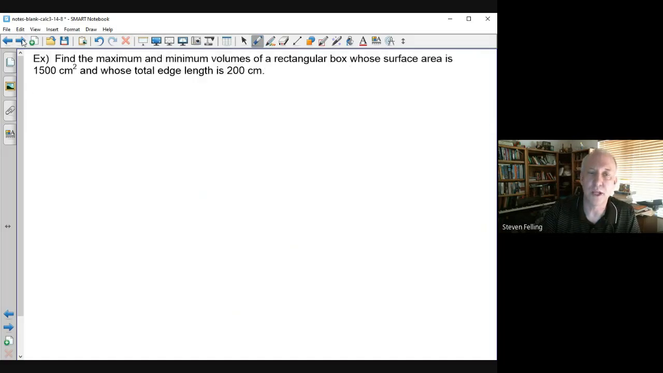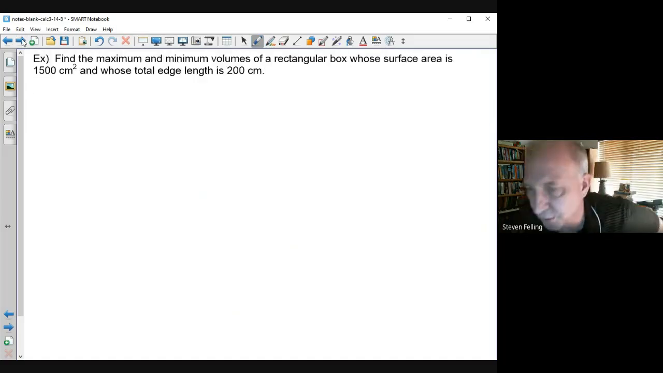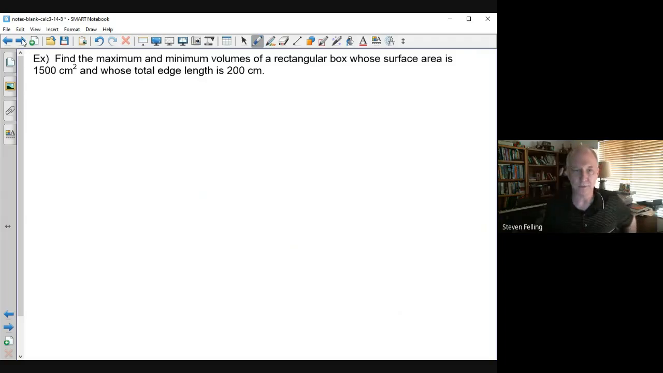Okay, so I've got one last problem here to work, and this is the last thing we're doing in the video. But it's quite involved. The algebra is quite involved. The calculus is not too bad. But this one's a little different because we're not going to be given the equations. We have to figure out the equations. So what this says is find the max and min volumes of a rectangular box whose surface area has to be 1,500 square centimeters, but whose total edge length has to be 200 centimeters.